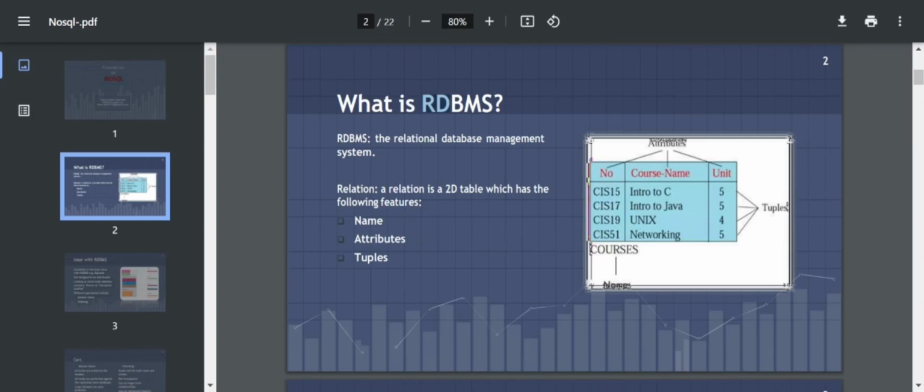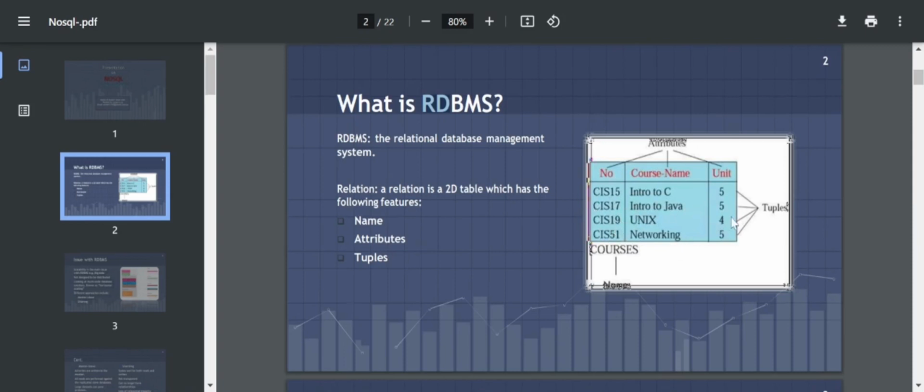A relation is a 2D table which has the following features: name, attributes, and tuples, as you can see in this picture. Name: each relation is given a name that uniquely identifies it within the database. Attributes, also known as columns, define the types of data that can be stored in the table. Each column has a name and data type.